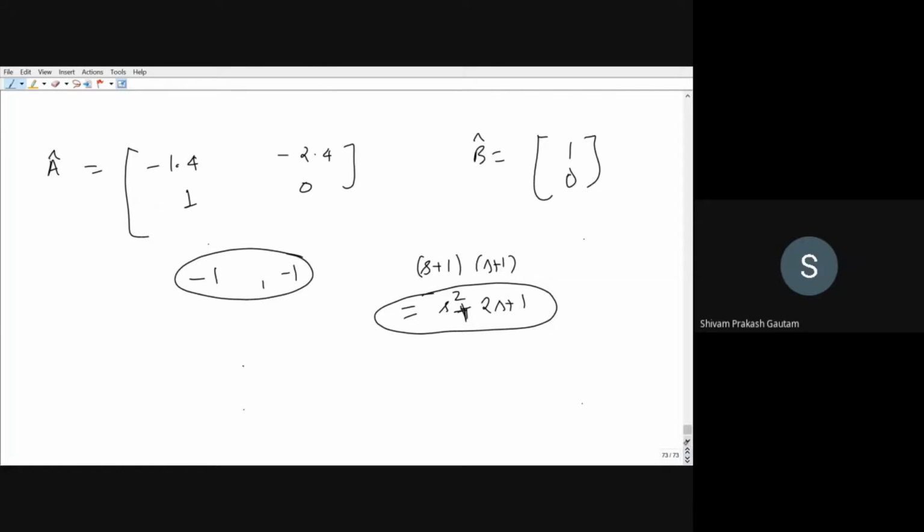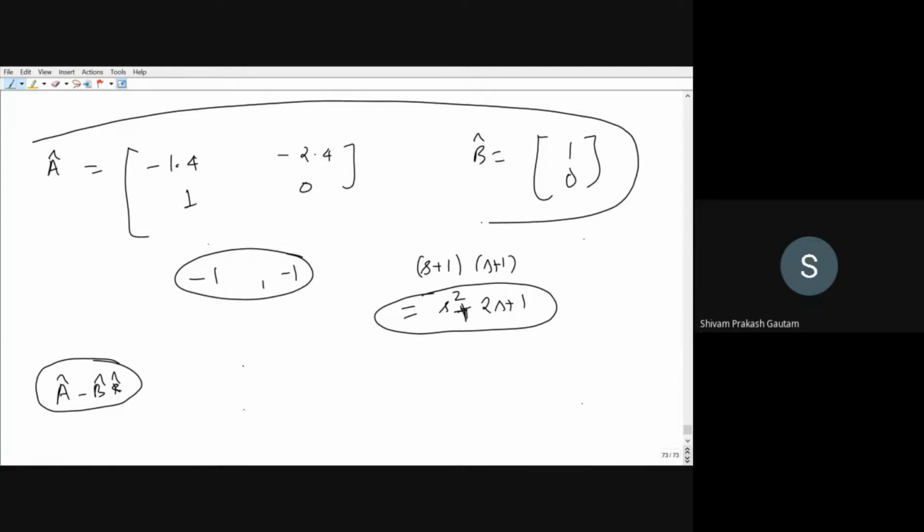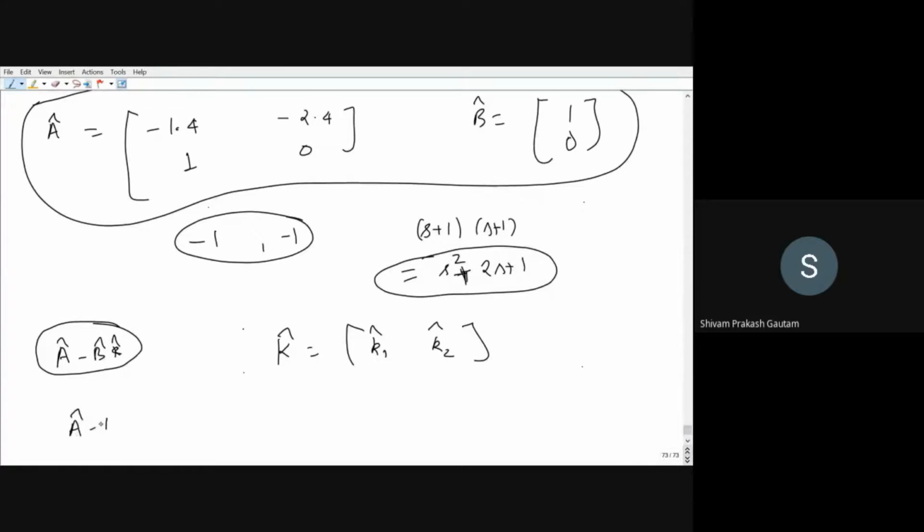So here what you have to do is find A cap minus B cap K cap, because K is your feedback. Right now the system is in open loop, and you want your poles to be at -1 and -1. All the steps we have already seen, but you have to find A cap, B cap and K cap. K cap will be K1 cap, K2 cap. You can write it like this. So A cap minus B cap K cap.